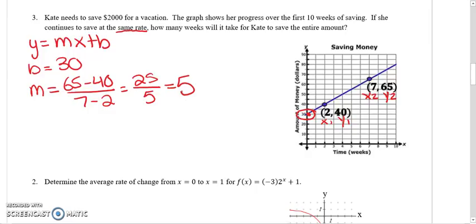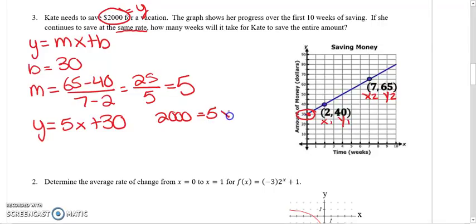Now that I found my slope and my y-intercept, I'm going to put it back into y equals 5x plus 30. So same thing like the other one, Kate has to save 2,000 for this vacation. So we're going to actually substitute 2,000 in for y. So our equation is going to be 2,000 equals 5x plus 30.